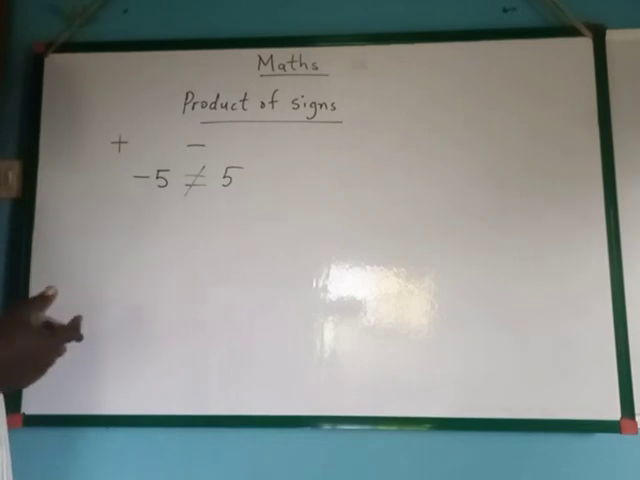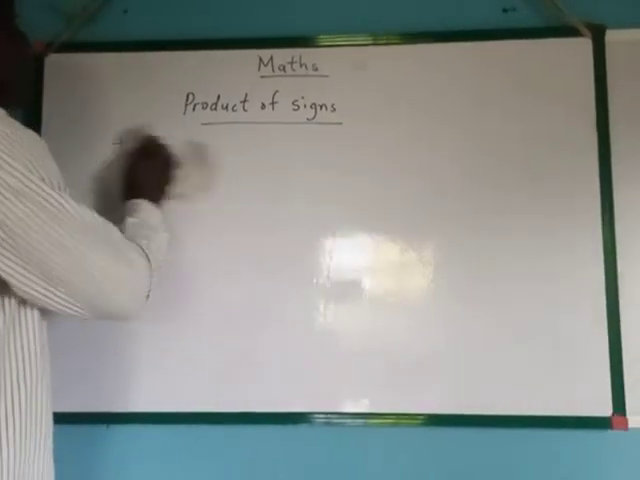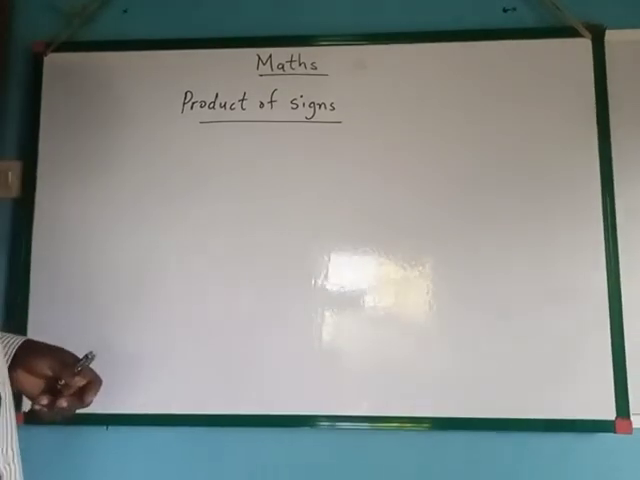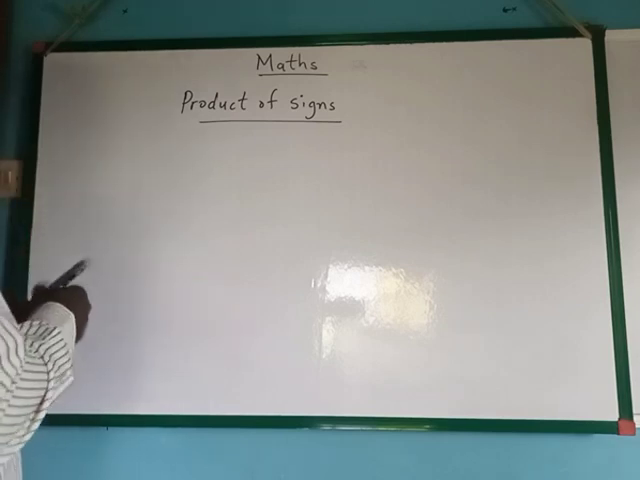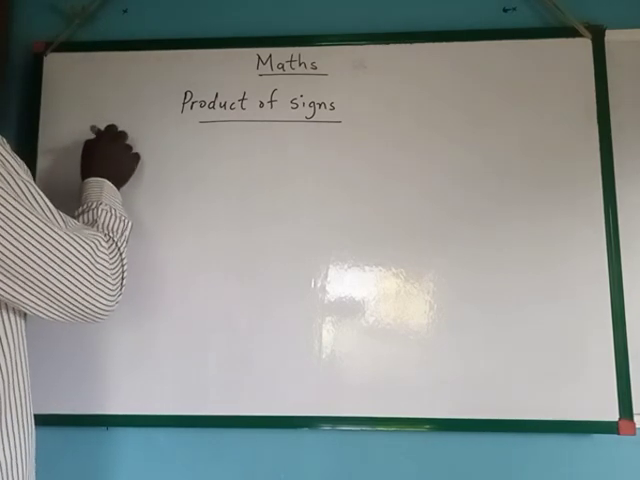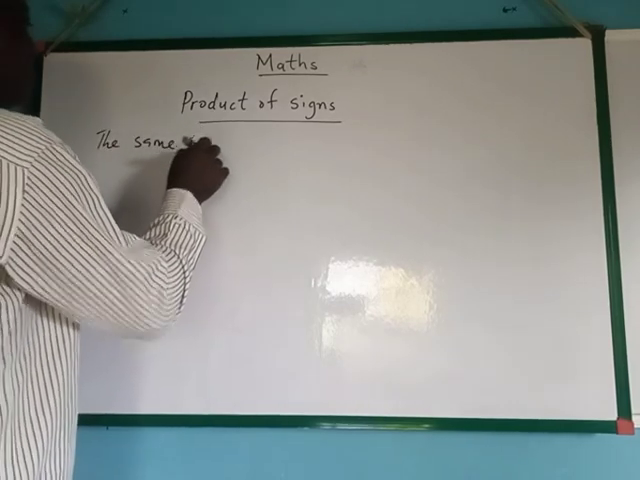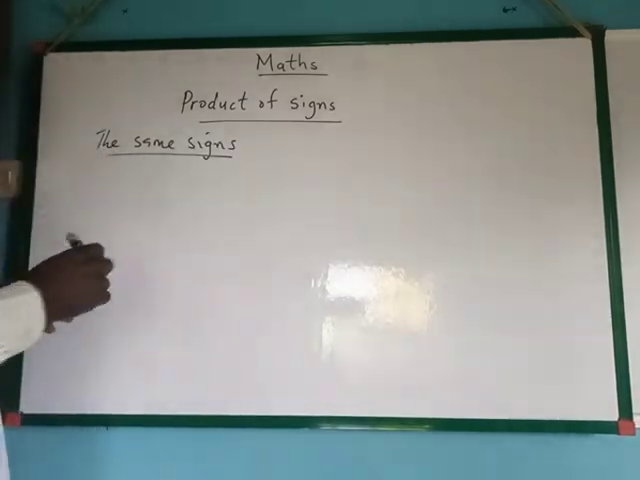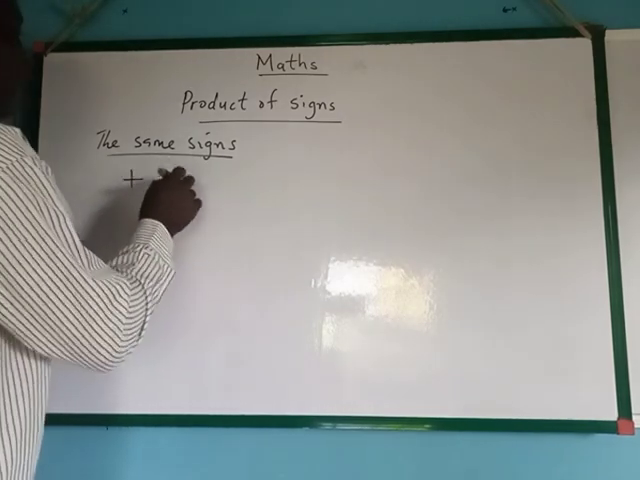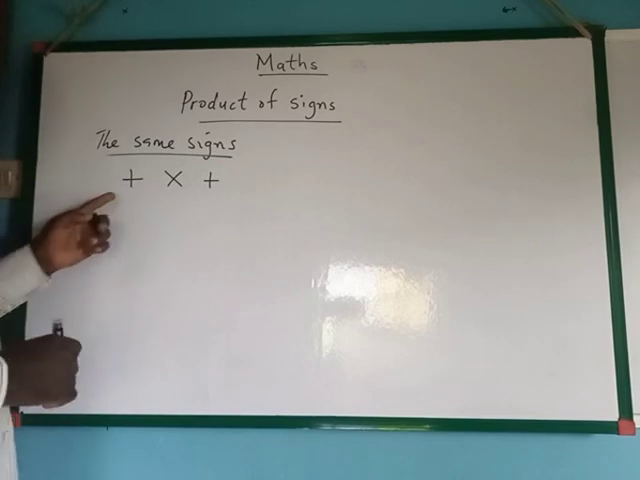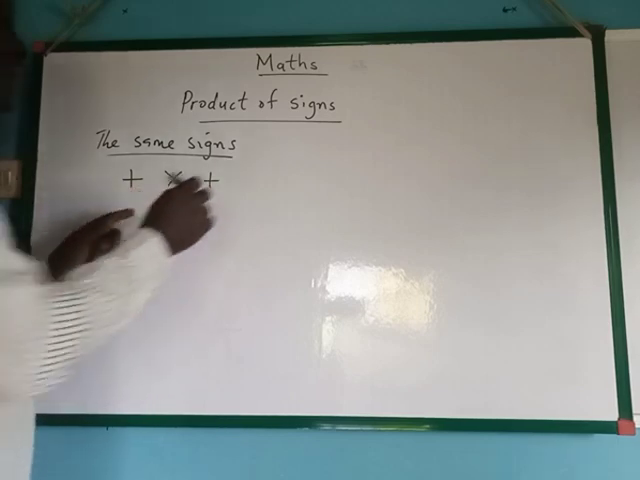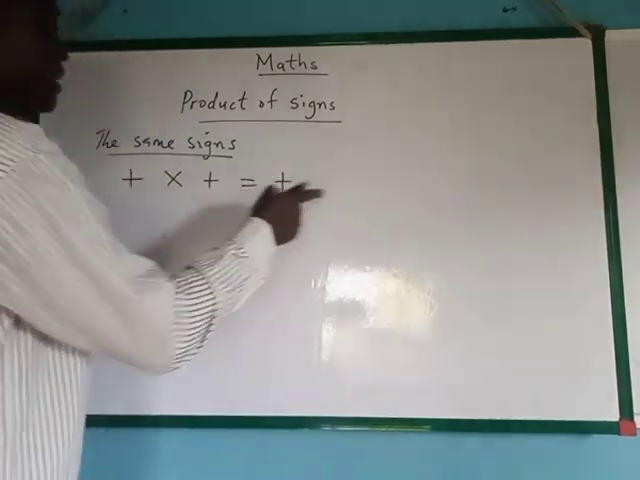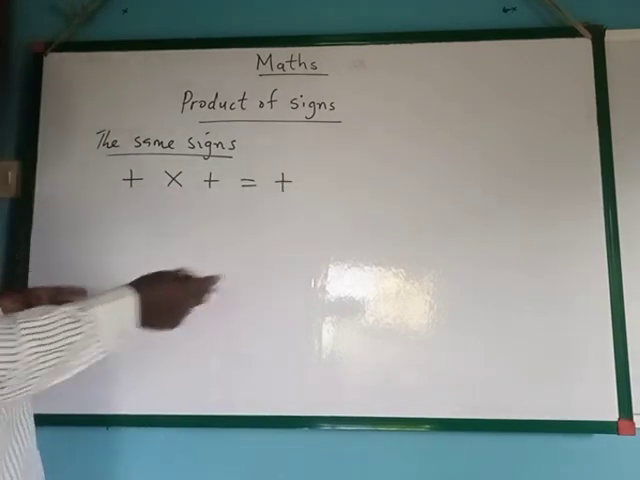So let us look at now the product of signs. Let us see how their results are affected when we multiply the same sign or different signs. Now let us first of all look at the same signs. By the same signs we mean if you have plus multiplying plus. That is a positive number multiplying a positive number. The answer will be positive. That is, the result will be positive.